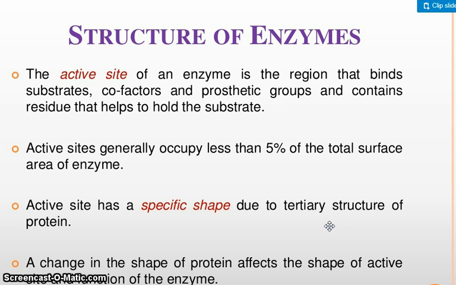Structure of enzyme. The active site of an enzyme is the region that binds substrates, cofactors and prosthetic groups and contains residues that help to hold the substrates. Active sites generally occupy less than 5% of total surface area of enzyme. Active site has a specific shape due to tertiary structure of protein. A change in the shape of protein affects the shape of active site and function of the enzyme.